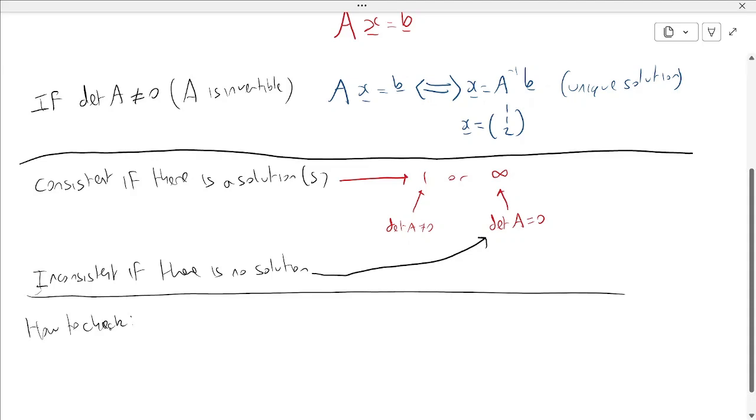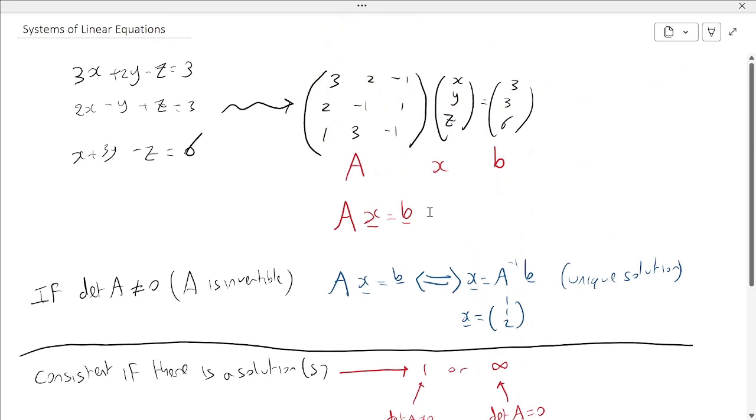And then we'll talk about geometric interpretation a bit later. So how to check? Well, you're going to take your equations. Once you've checked the determinant and the determinant is 0, you now want to work back from the original equations rather than with the matrix form. Okay, so I'm going to go back to my original equations.